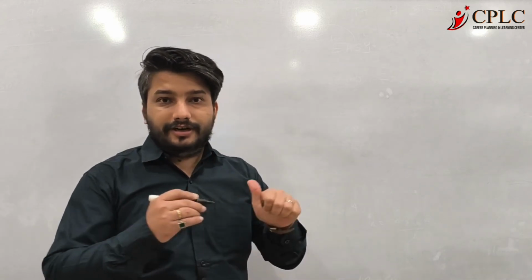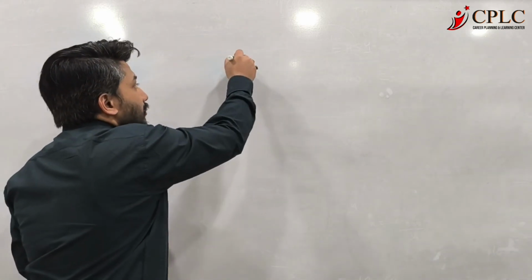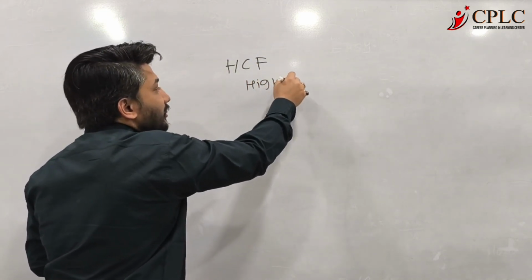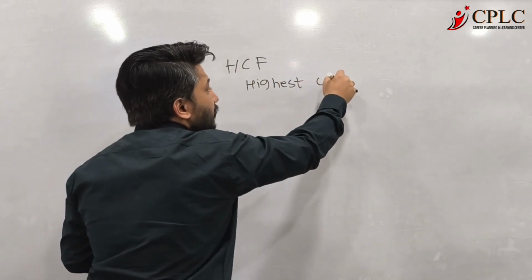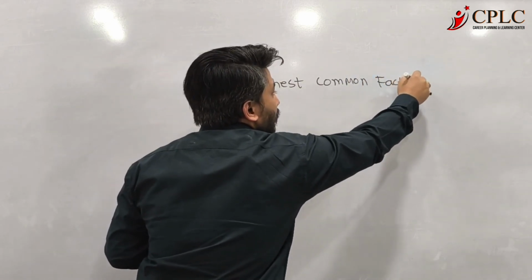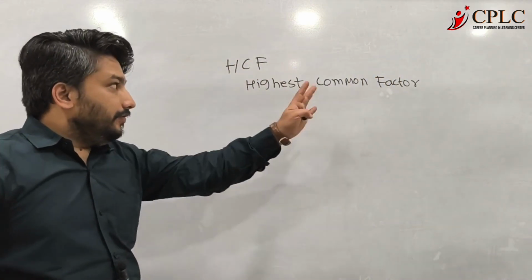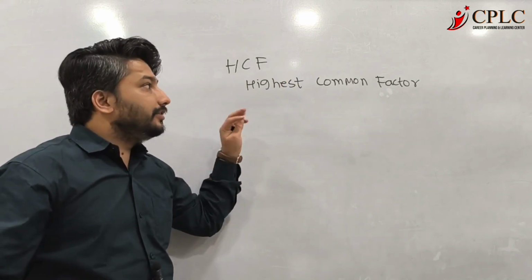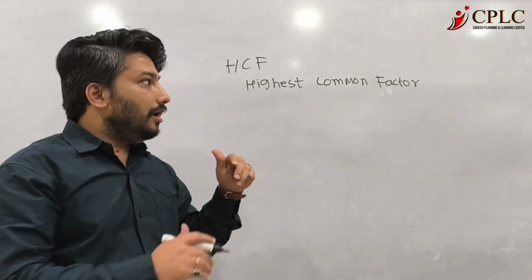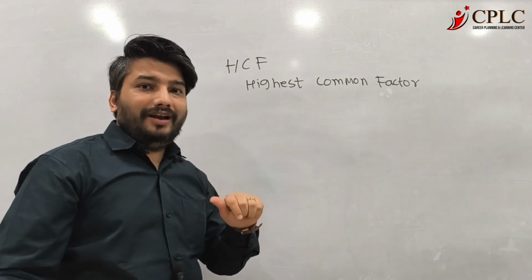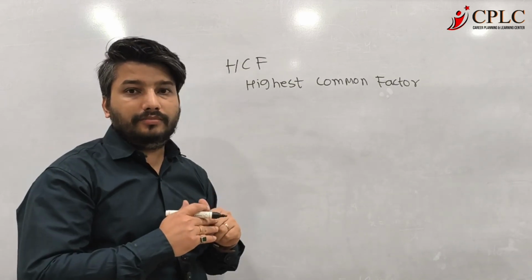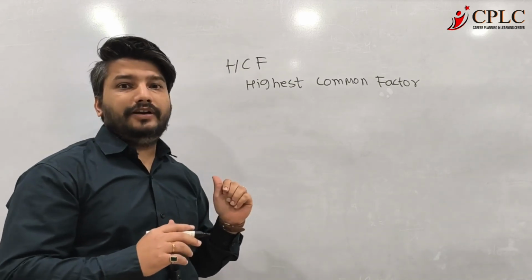Now let's try and understand each one of that in detail. So whenever we talk about HCF, it is highest common factor. Now we'll also look at each and every word individually in detail. So let's first talk about the factor. How do we define a factor? A factor is a number which will completely divide our original number. That will be the factor of that number.